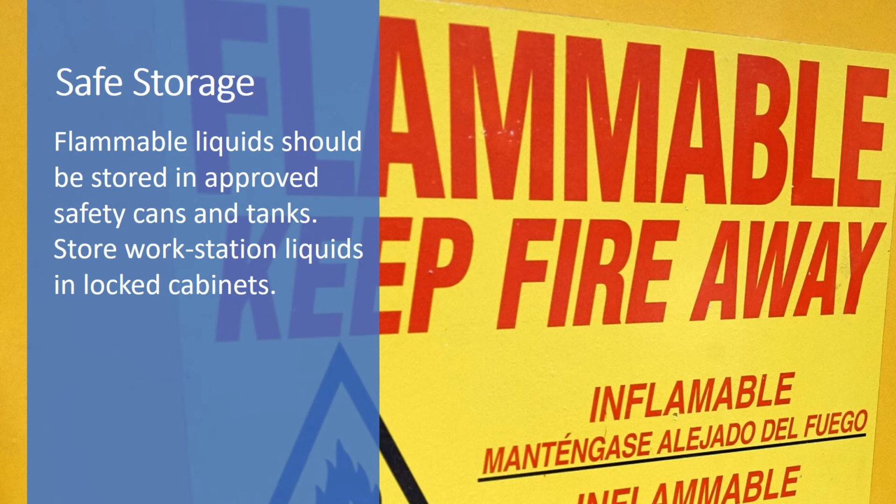Store flammable liquids in approved safety cans. At the workstation, flammable liquids should be stored in approved safety cans and tanks, which should be kept closed. There are many to choose from. Flammable liquids should be stored in a safety cabinet at the workstation or outside in the flammable storage lockers, if not in a safety can.